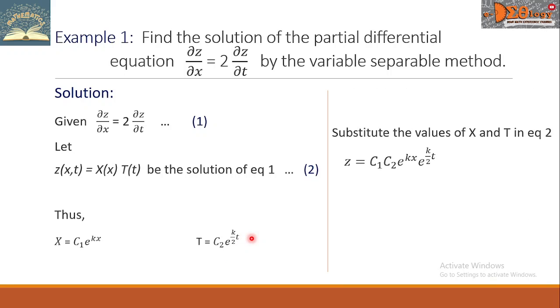Next we're going to substitute the values of capital X and capital T in equation 2. So it becomes like this: z equals c sub 1 times c sub 2 times e raised to kx times e raised to k over 2 times t. This is the final answer.